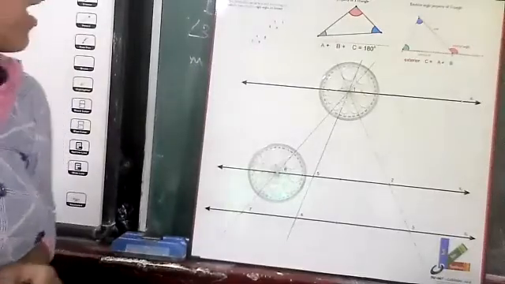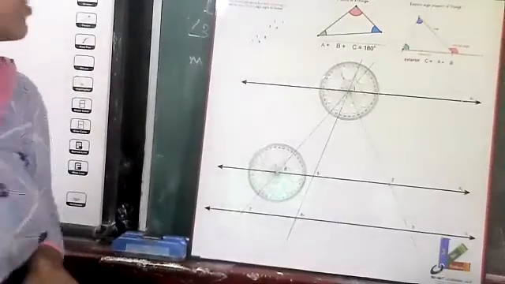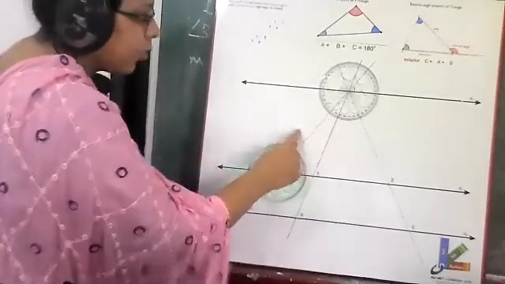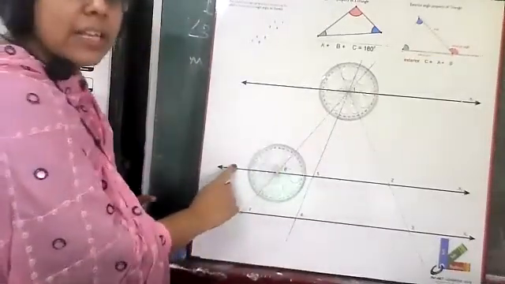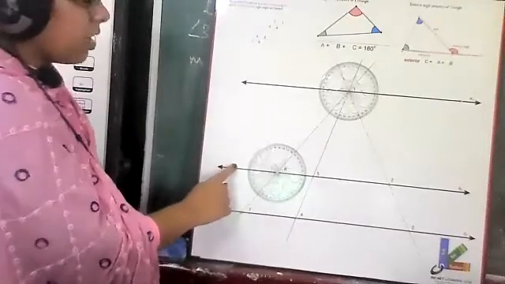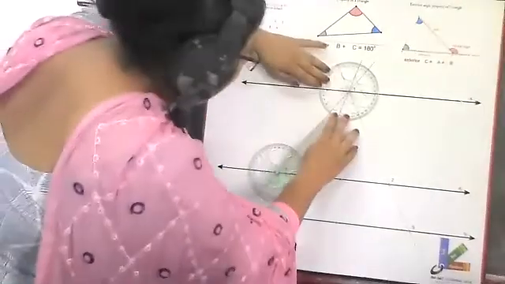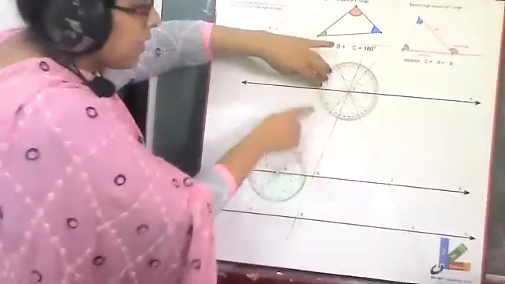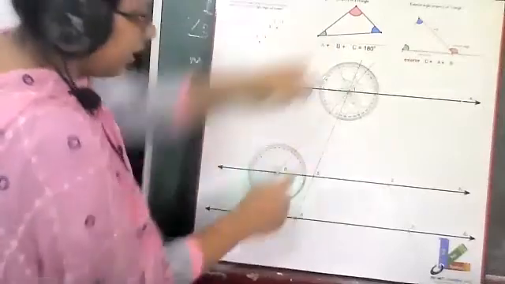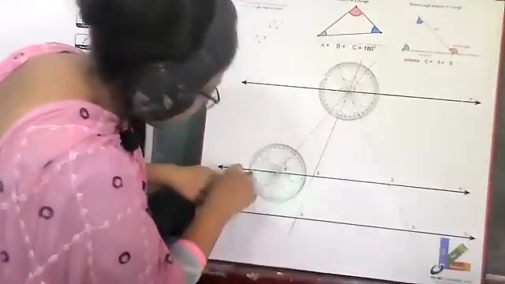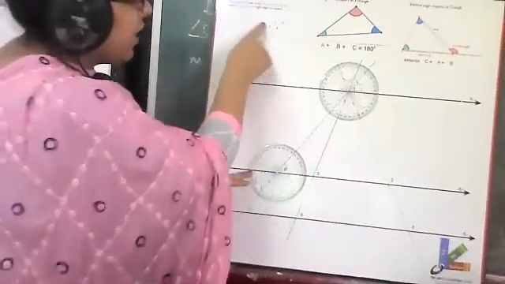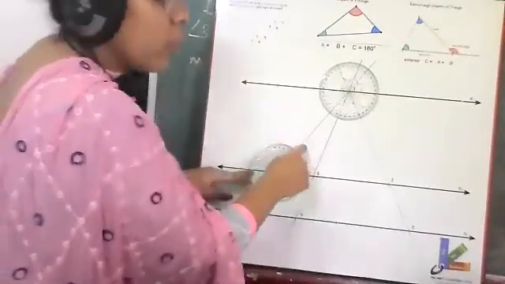Now the last pair of angles are interior angles on the same side of the transversal. That means if these two are the parallel lines and this is a transversal, first is angle 3, next is angle 6. These two are a pair of co-interior angles. So let's measure their values. Angle 3 is, this is your 0 point and this is at 55. That means this is your angle 3 at 55 degrees. And here we can see that this is a 0 point and it is at 125 degrees. So that means angle 3 is 55, angle 6 is 125.